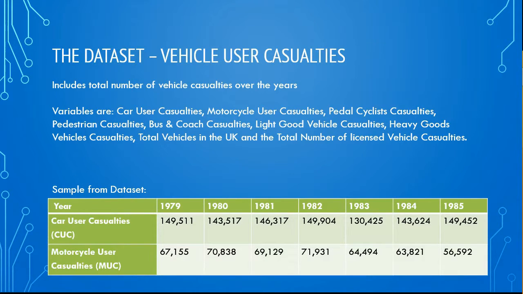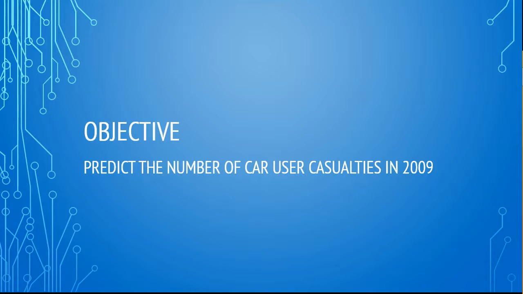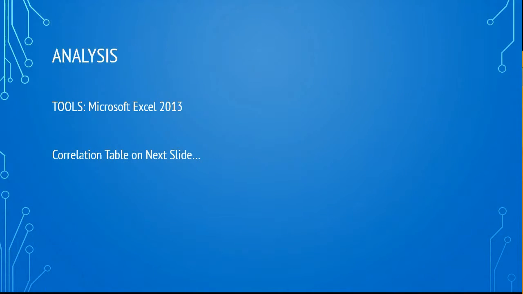It has 10 variables, 9 independent, which are the first 9 variables you see in the PowerPoint slide, and the last one, which is the licensed vehicle casualties, is the 10th variable. So the first objective is to predict the number of car user casualties in 2009 using linear regression.